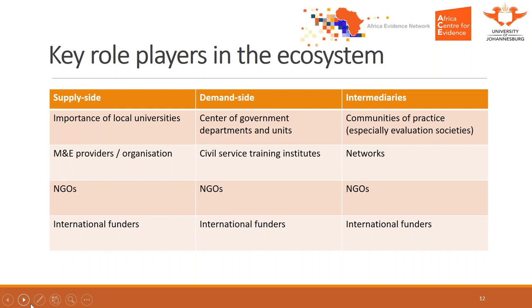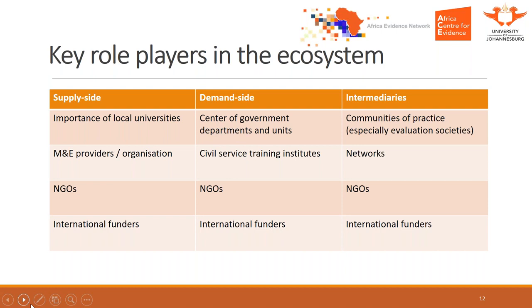Then with regards to the demand side, we have central government and civil service training institutions. Central government departments do play a very big role in coordinating the EIDM space as well as national ecosystems and supporting a healthy demand for evidence. And we find similarly that with regards to the demand, civil service training institutes play a very strong role. And it was a strong theme generally with regards to how they can support government departments and units by equipping government delegates and colleagues with relevant skills in EIDM.